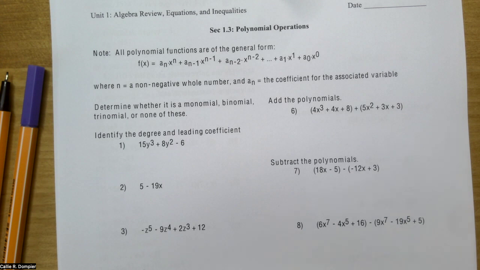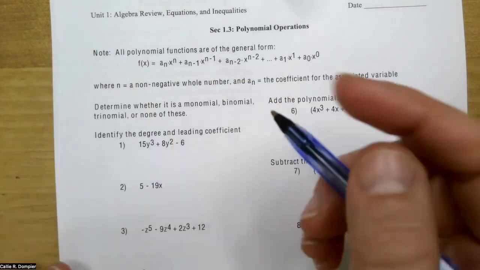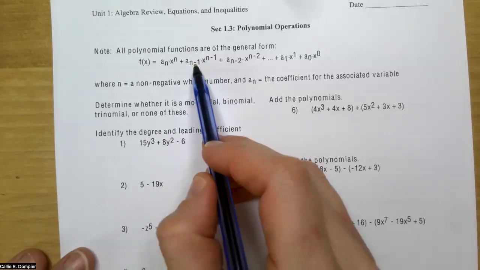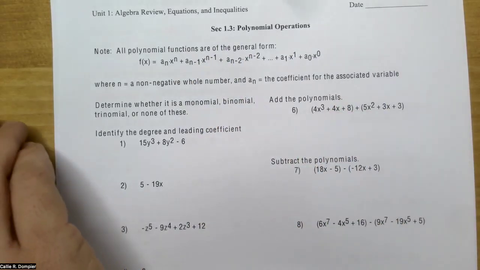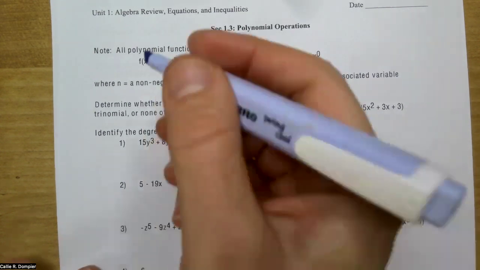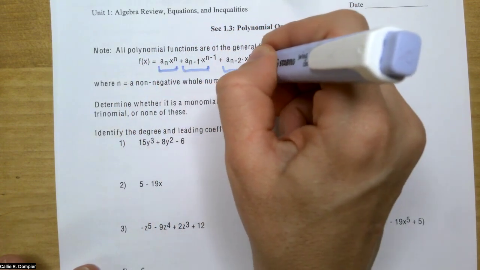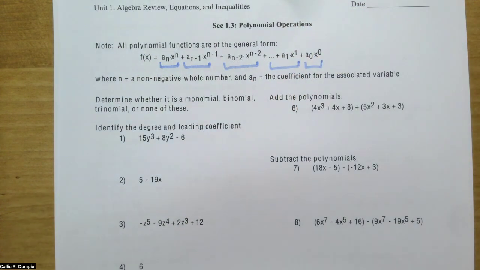3.1 polynomial operations. All polynomial functions are of the general form: a sub n times x to the power of n, a sub n minus 1 times x to the power of n minus 1. It's confusing. You know what, you can just tune me out right now if this is overwhelming. So here's our whole term, right? 1, 2, 3, 4. We have 5 terms, right?